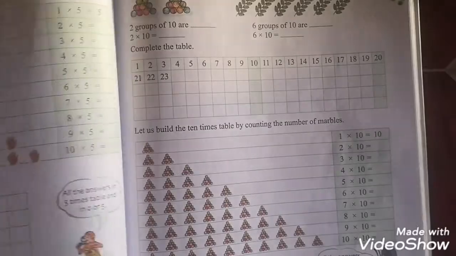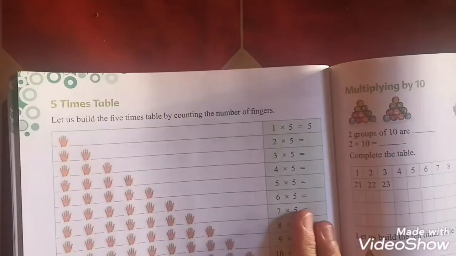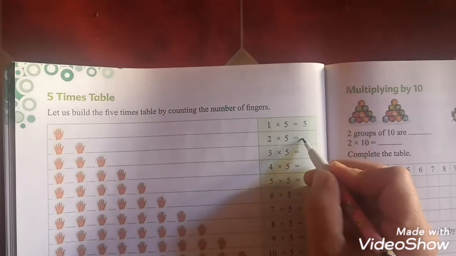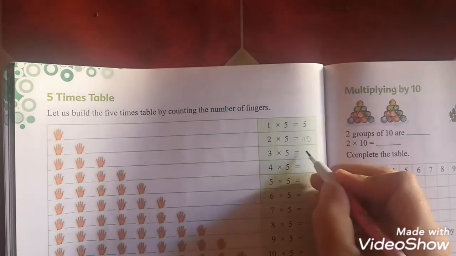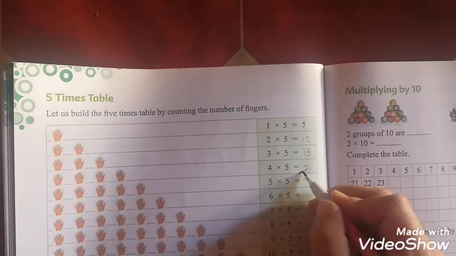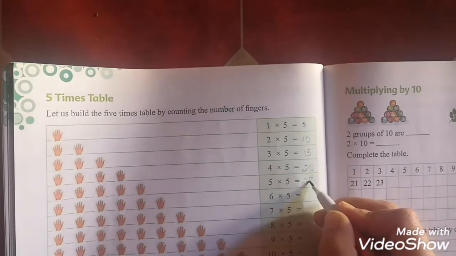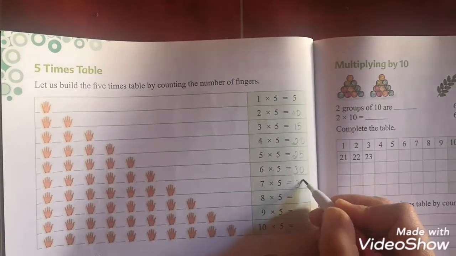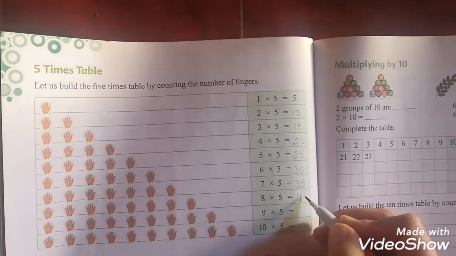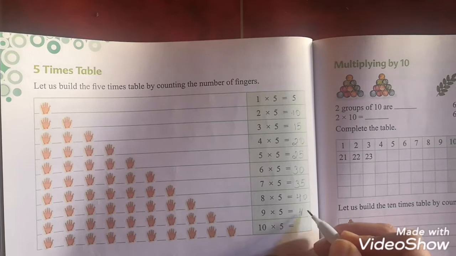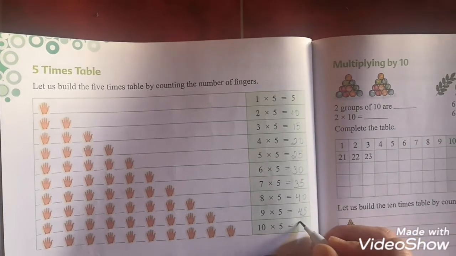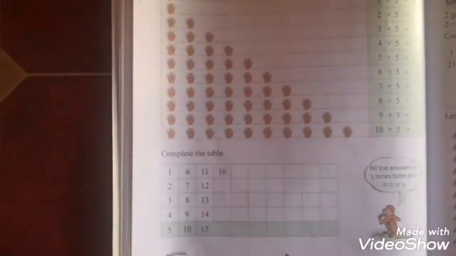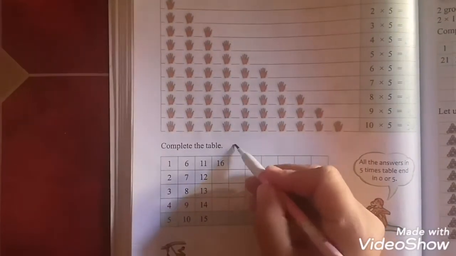Copy this down in a notebook as well. So we will do this one here. 1 5 are 5. 2 5 are 10. 3 5 are 15. 4 5 are 20. 5 5 are 25. 6 5 are 30. 7 5 are 35. 8 5 are 40. 9 5 are 45. 10 5 are 50. Each number has gaps of 5, okay? So now you have to do this one as your homework and it's very easy.